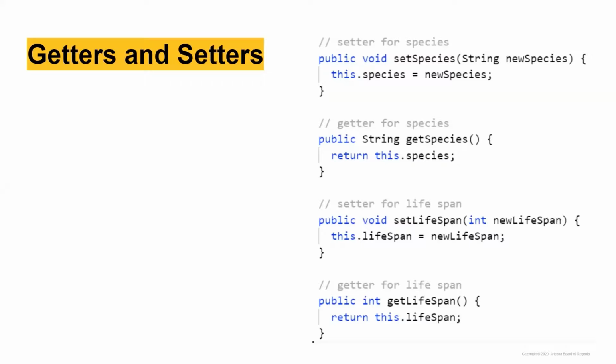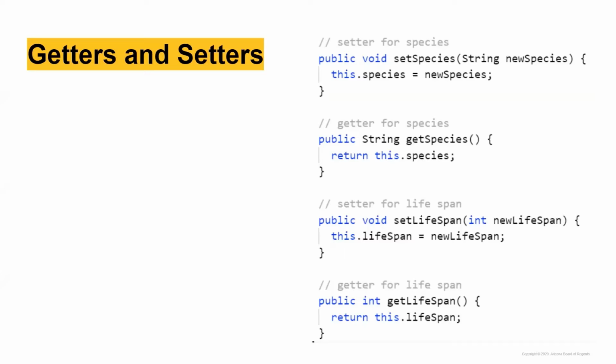And since these methods are within the class, we are able to edit that information, which is why we need a setter. So the getter, similarly, public String getSpecies, it's just going to return this.species, the species of this object. Pretty straightforward.